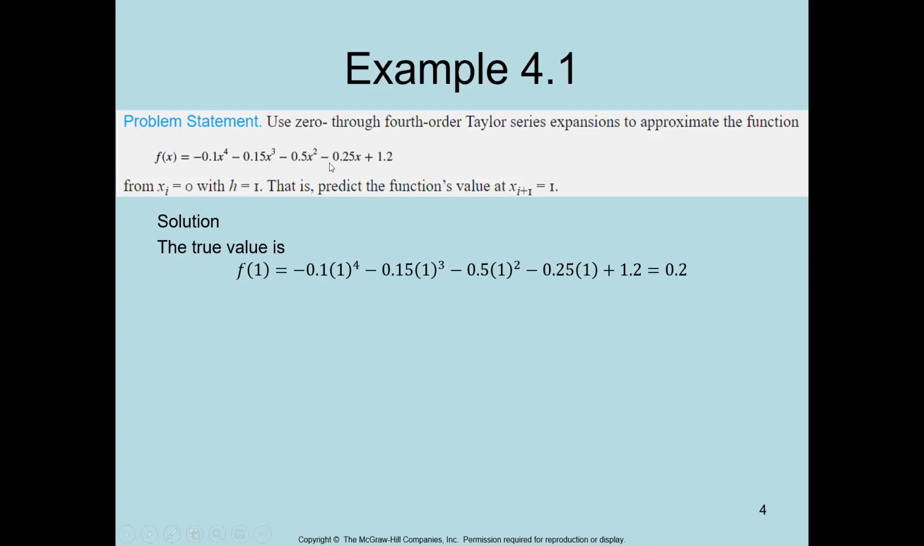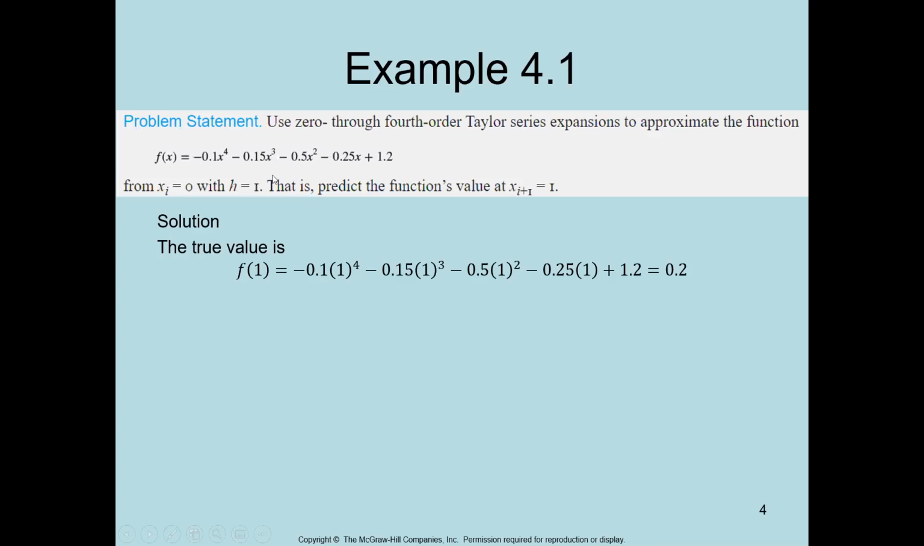Now we have to approximate the value of this function at x equal to 1. For comparison purposes, first of all, we can find the true value. Of course, we cannot find the true value for certain unknown functions, but since this is a very well known function, we can find it. This true value will be used only for comparison.